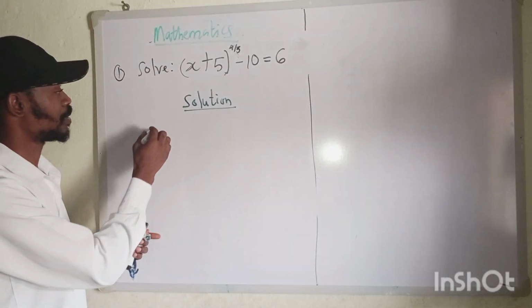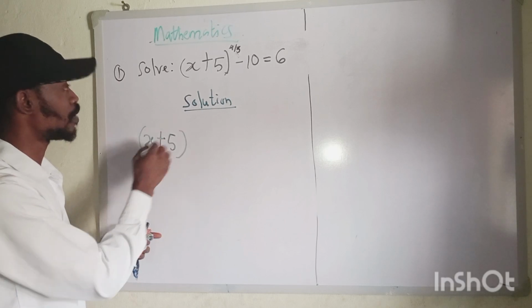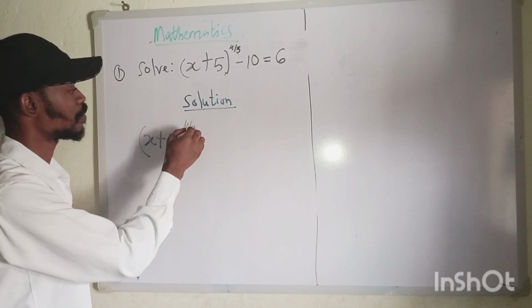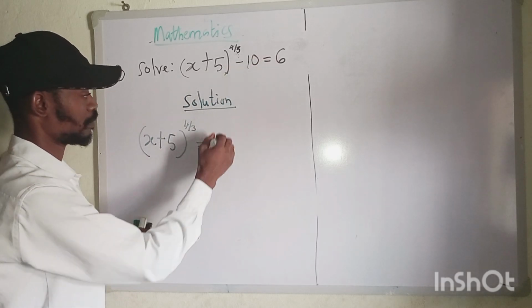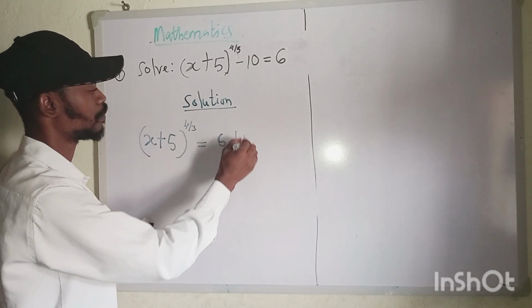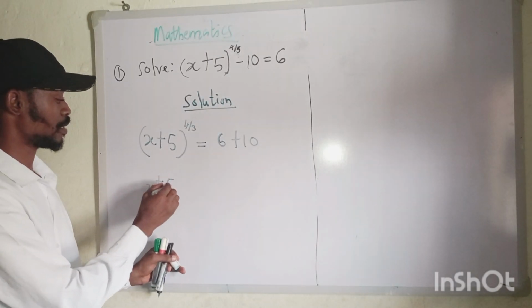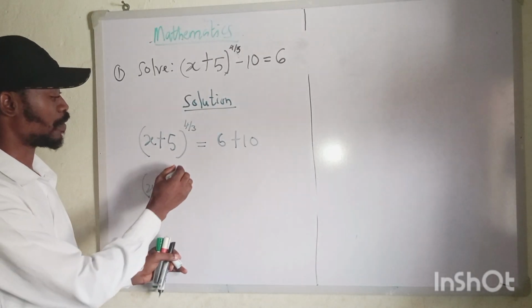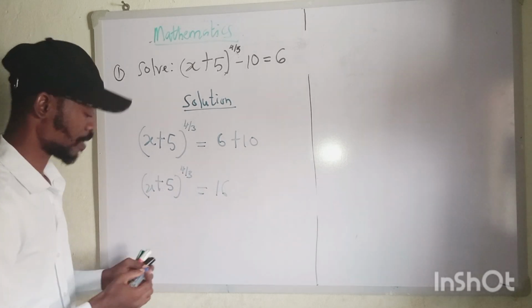So how do we do that? We're going to be having x plus 5 all raised to the power 4 thirds equals 6 plus 10. Alright, then we have x plus 5 all raised to the power 4 thirds equals 16.